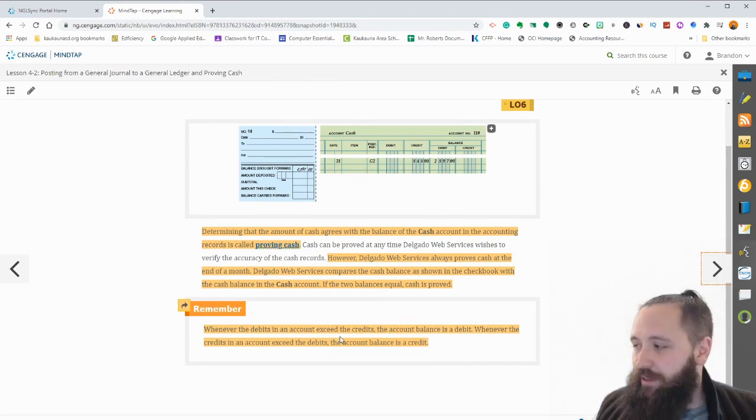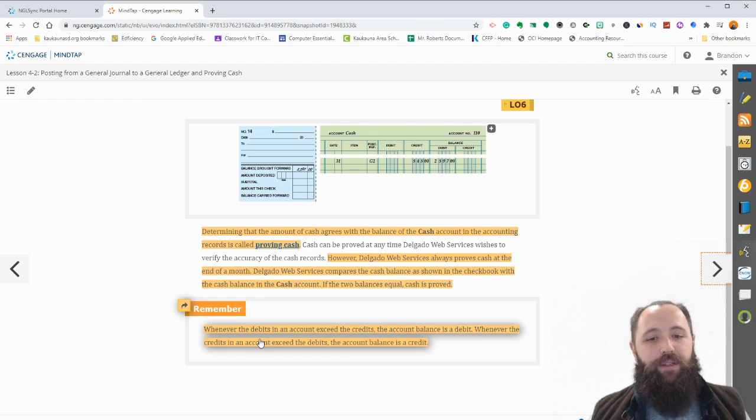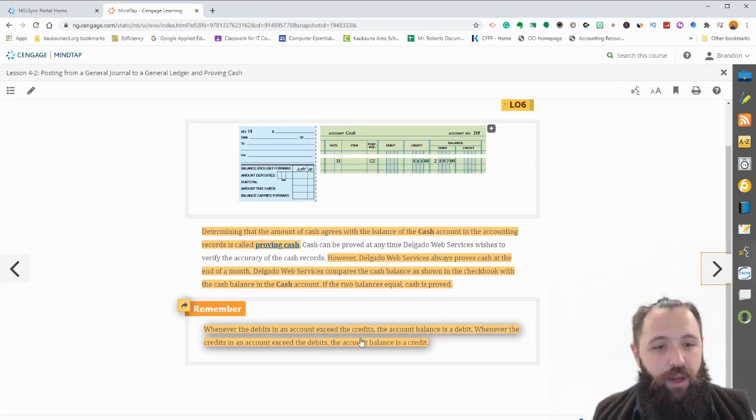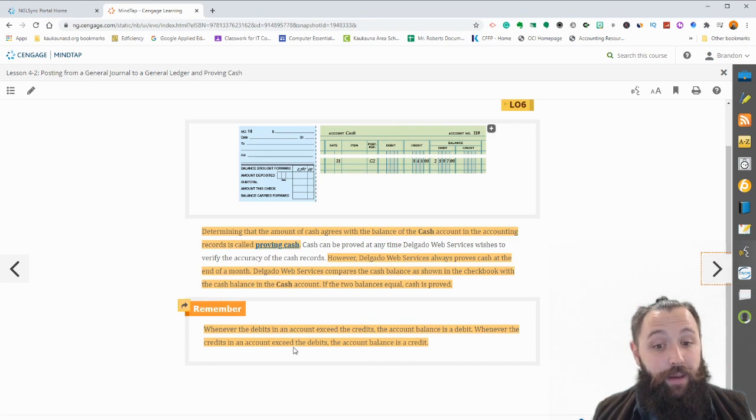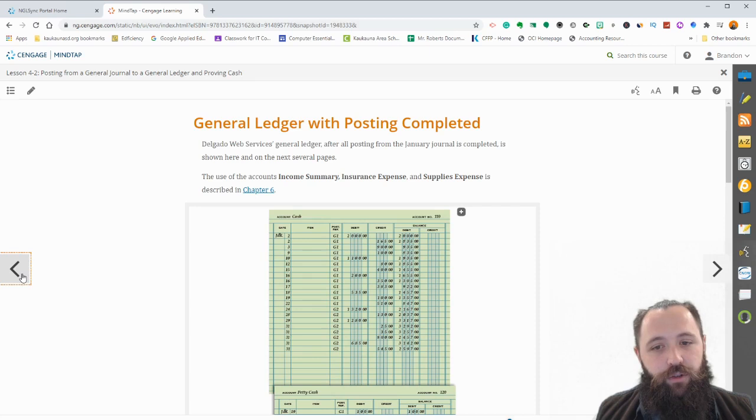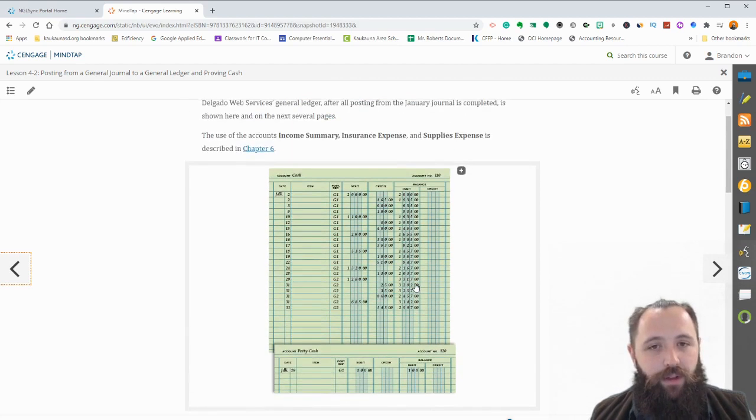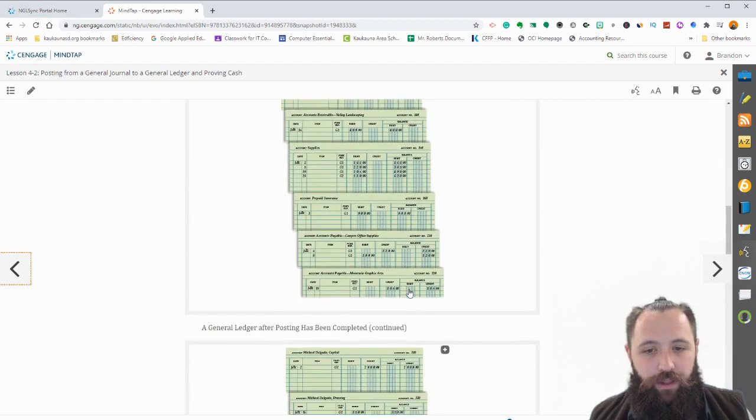And then the last thing I just want to point out is this: whenever the debits in an account exceed the credits, the account balance is a debit, right? So if we have a bunch of debits, we'll keep on adding those up. Whenever the credit in an account exceeds the debits, the account balance is a credit. Now this is the hardest thing in this unit, okay? And what it ends up being is sometimes an account can have a balance of a debit or a credit, and it can actually go back and forth between them, right?